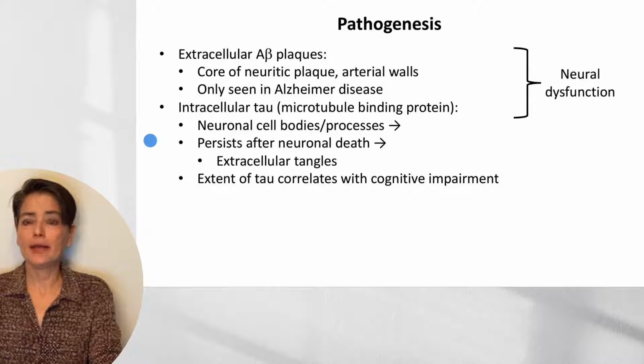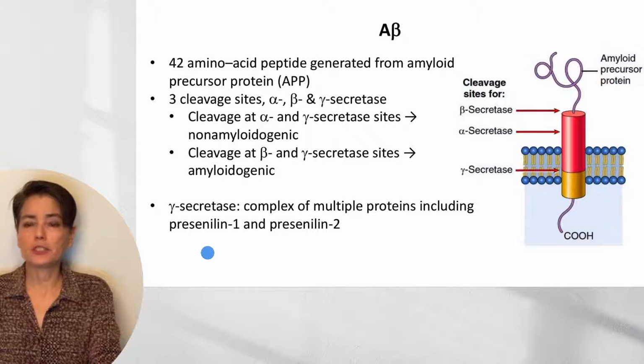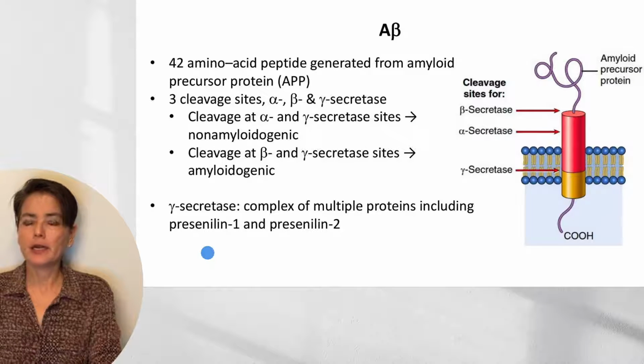And unlike A-beta, which does not correlate with the extent of dementia, the extent of tau does correlate with the degree of cognitive impairment. So let's turn our attention now to A-beta, which is a 42 amino acid peptide generated from the amyloid precursor protein APP.